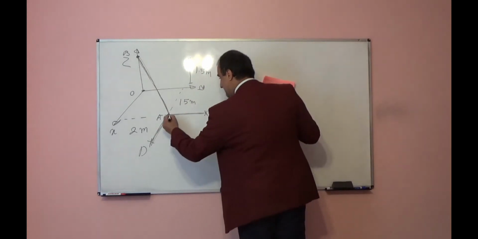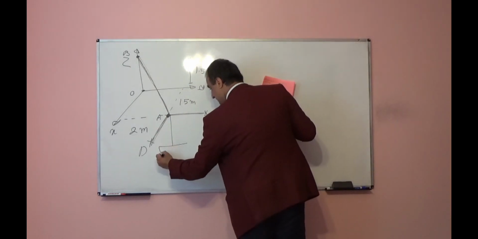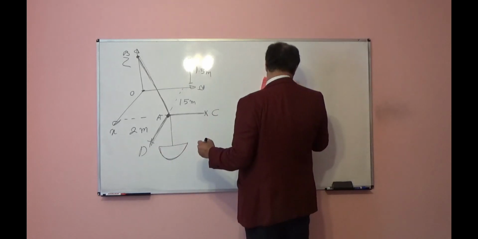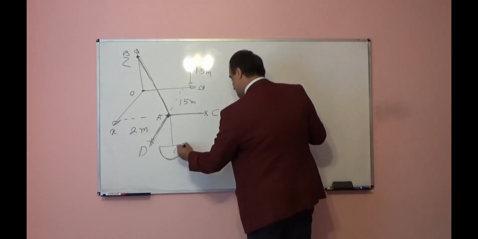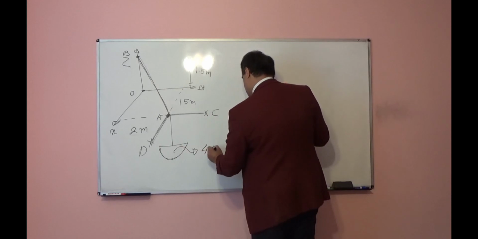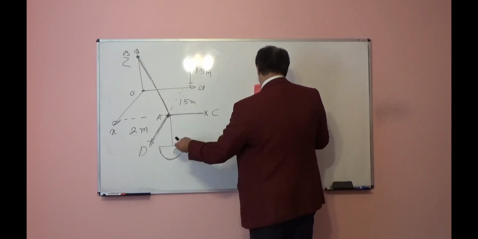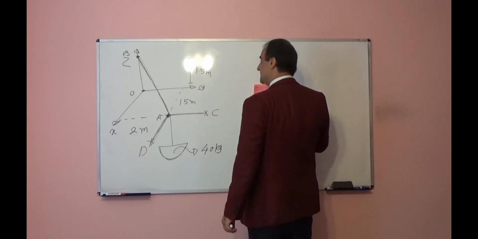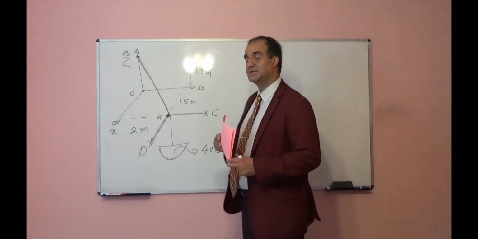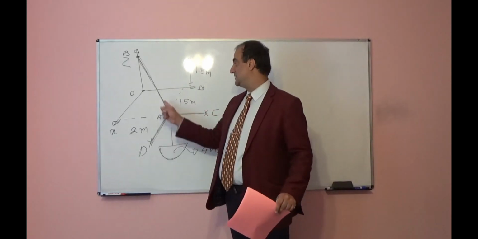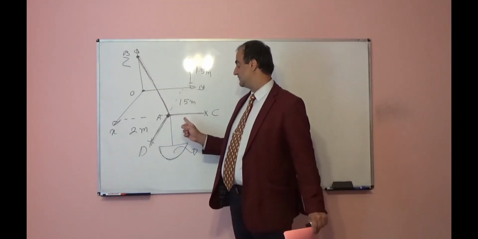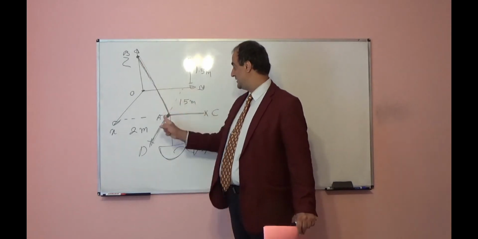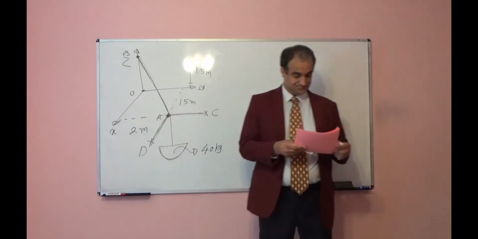We are hanging one flower pot here. The flower pot mass is 40 kilograms. We want to find the internal forces in each cable. We want to find the internal force in rope or cable AB, AC, AD.